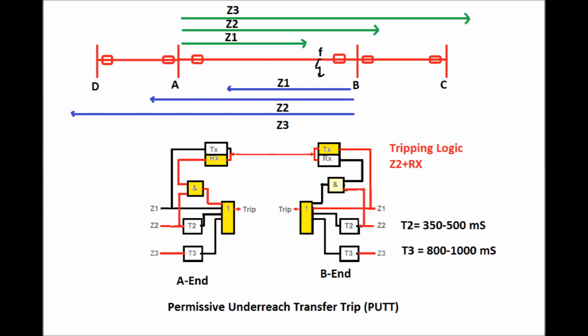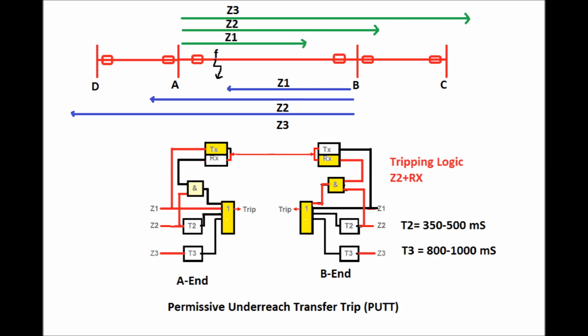So all the faults that occur at zone 2 locations, since there is a carrier receive or permissive receive, will trip in zone 1 time. So the tripping logic is zone 2 pickup plus permissive receive. This is the scheme for the PUTT scheme.